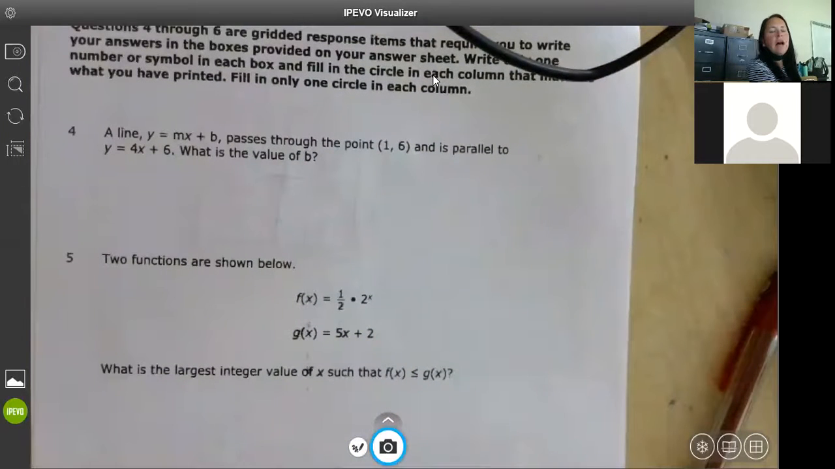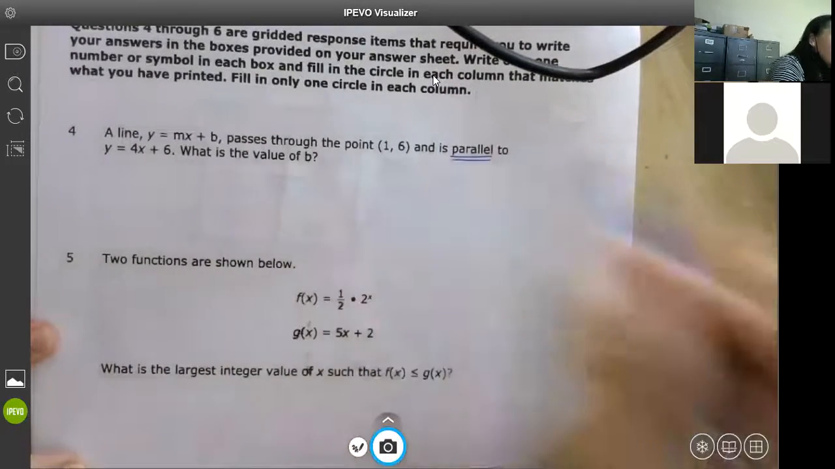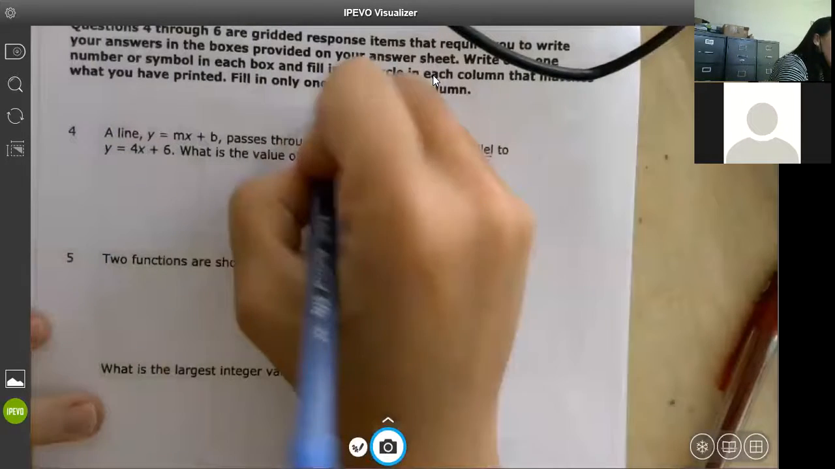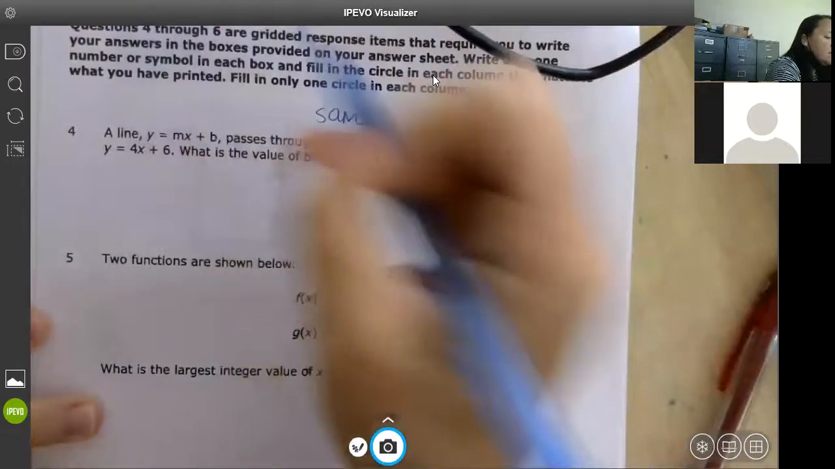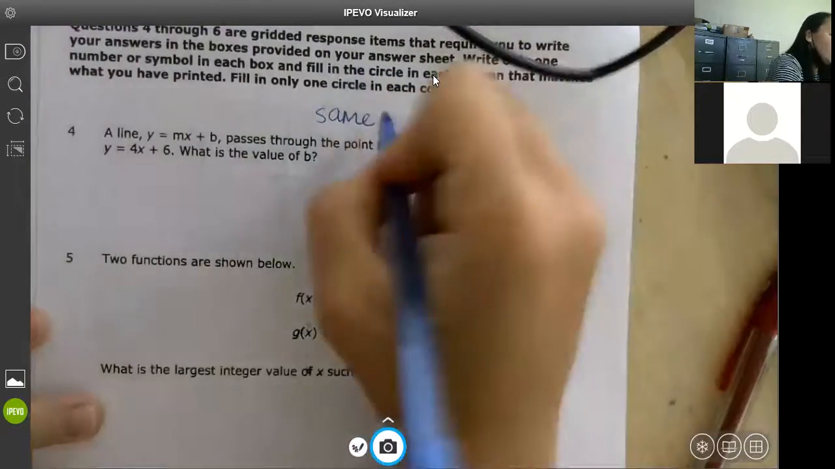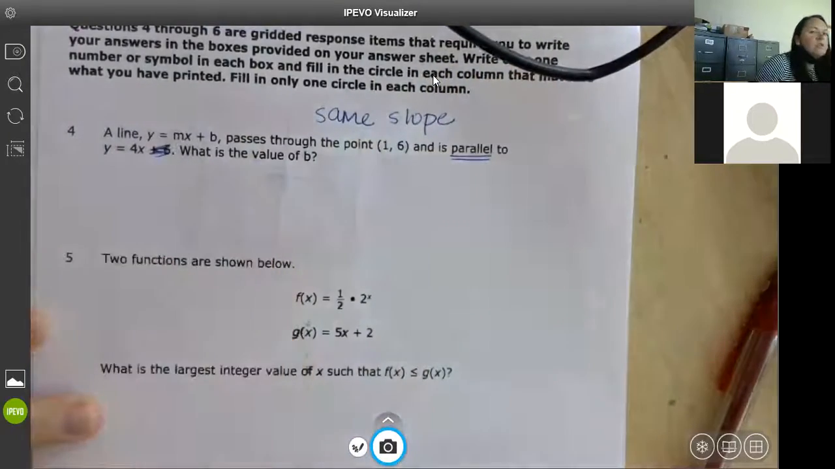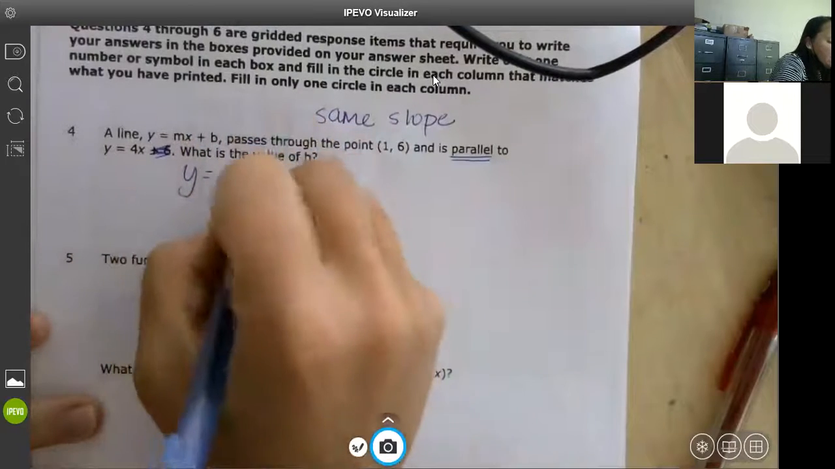All right. So it says a line y equals mx plus b passes through the point 1, 6 and is parallel to y equals 4x plus 6. What does parallel mean? Okay, so what does that mean about their equations? They have the same what? Same what? Nope. It's lines. Not the same y-intercept. What's the other part of the equation? Slope. Same slope. So the only reason it tells you that is so that you just use this beginning of the equation. y equals 4x, and then you put plus b.